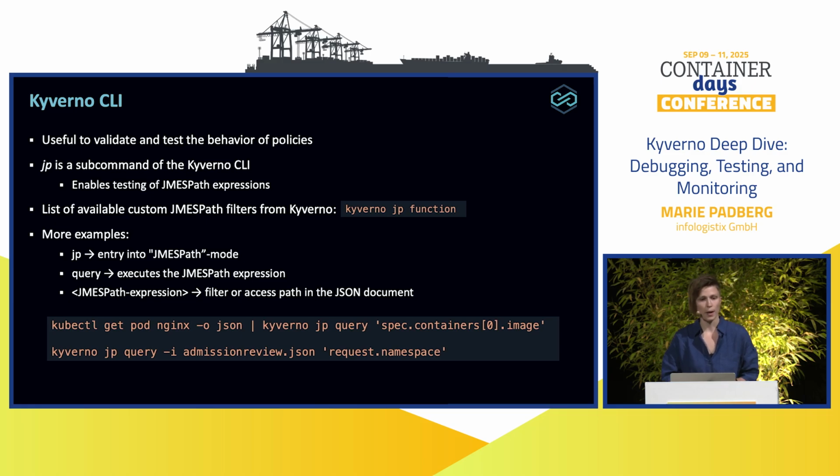And at this place, the command line interface from Kyverno comes into play. It lets you test and validate your policies locally, without having to continuously deploy your policies to a cluster. And a particularly useful subcommand is jp, which enables you to experiment a bit with JMESPath expressions. For example, you can grab a pod manifest in JSON and run queries against it to see if it returns a value that you expect, or you can load JSON files to check your queries against them.